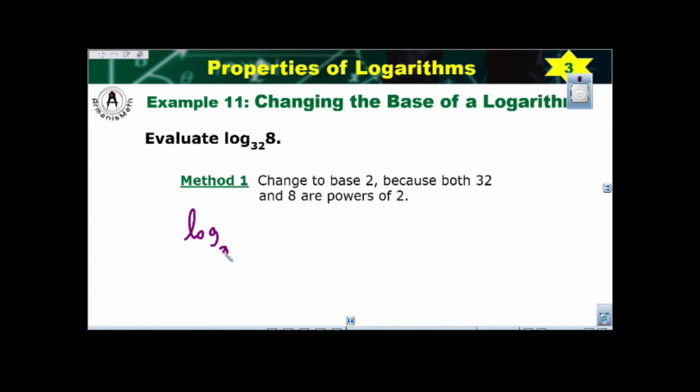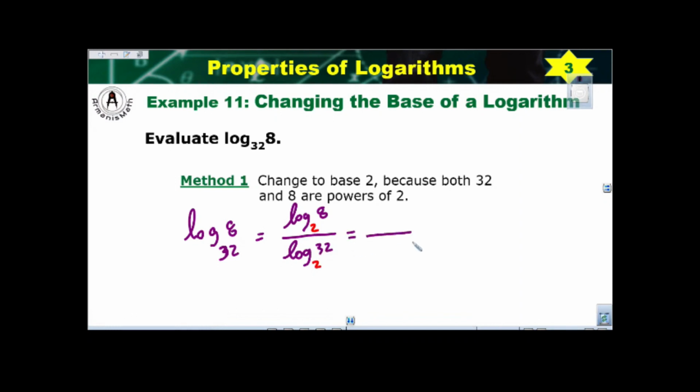Log base 32 of 8. That's going to be log. Remember, this is going to be a fraction, right? With the top being the number at the top here, the answer, and then the bottom is always the bottom. Log, the new base is going to be a 2, and I have 8. And then log of the new base, which is 2, and I have 32.